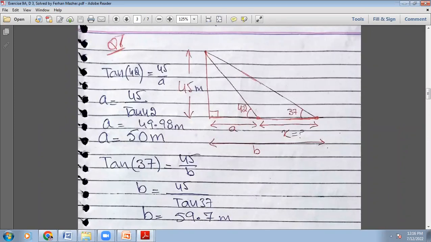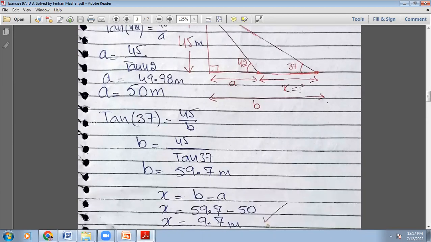First of all, I will use this smaller right angle triangle, and I will find this base, which I have named as A. Then I will use this bigger right angle triangle, and I will find this base, which is B. And from B, I will subtract A, and I will get the distance between the two points, that is X. So first, I will take this smaller triangle and apply the tan. Tan 42 will be perpendicular by base, 45 by A. So A will be equal to 45 divided by tan 42. So the A value will be 49.98 meters, which is approximately 50 meters.